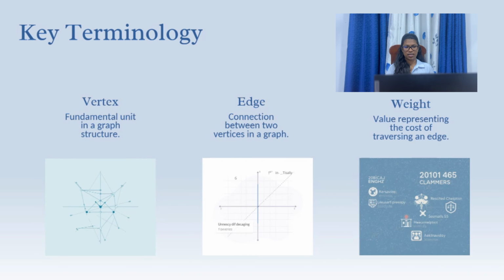Key terminology. Let me explain some important words. Vertex, a point in a graph. Edge, a connection between two vertices. Weight means distance or the cost. Source node means the starting point of the graph. And then the shortest path means the smallest total distance. These words will be used again and again in this lesson.